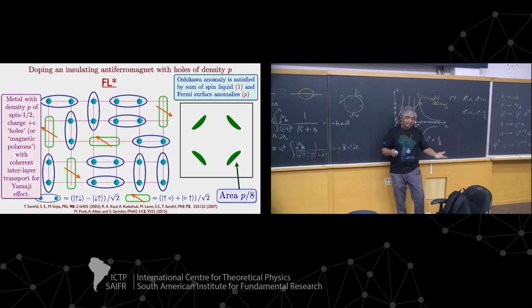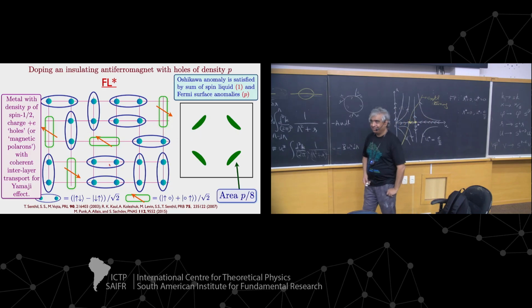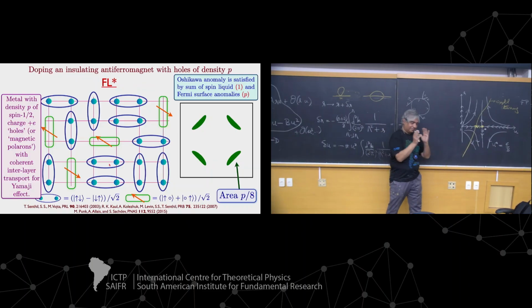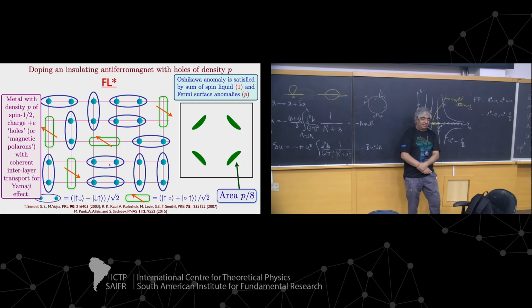And again, in various calculations, you form four bound states, four pockets, four valleys. But now what is the area? Well, I have four valleys and spin, so the area is p over 8. This is the key thing. All something you can understand from this very simple picture.